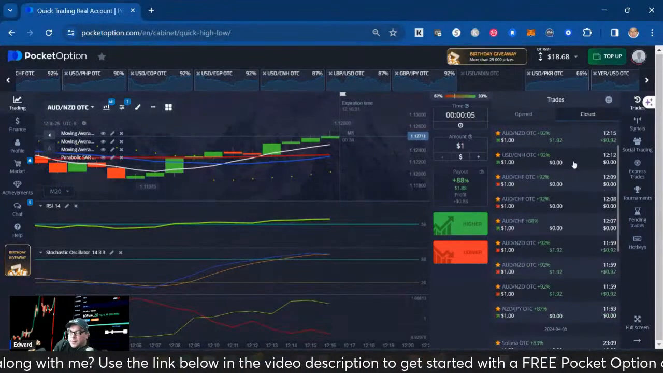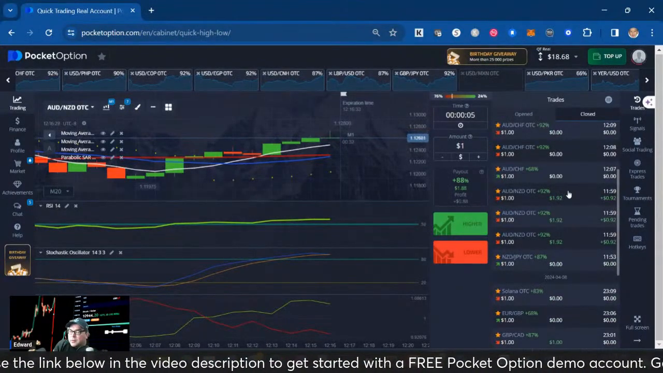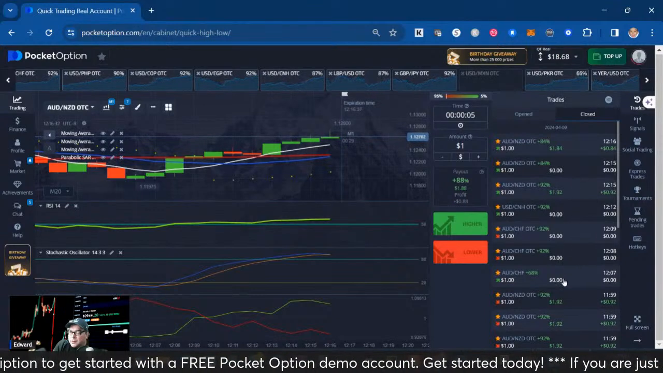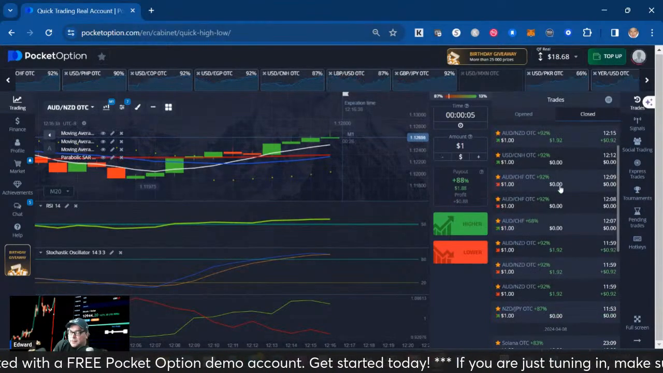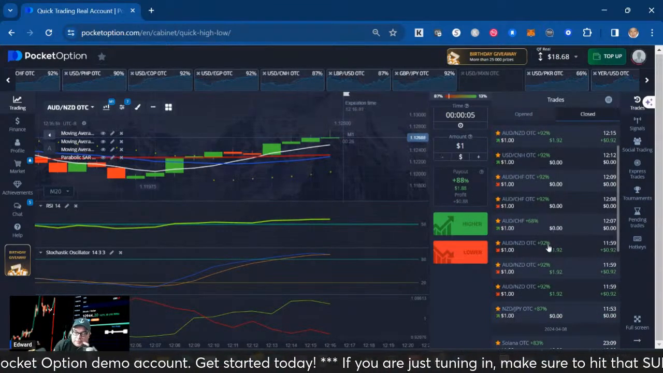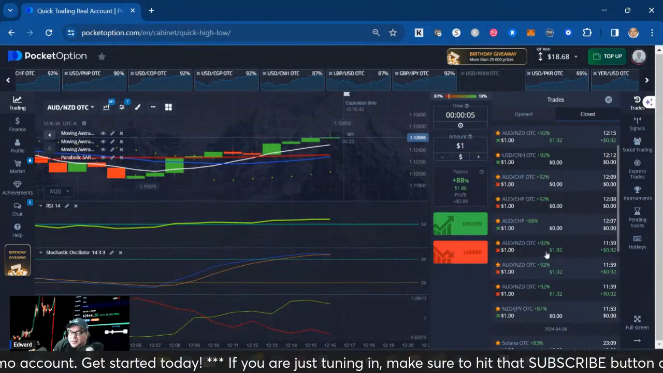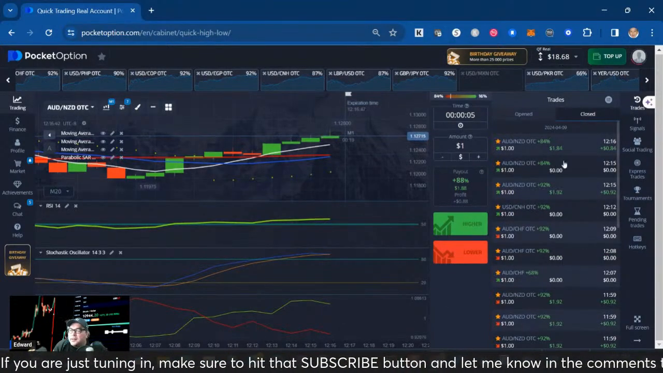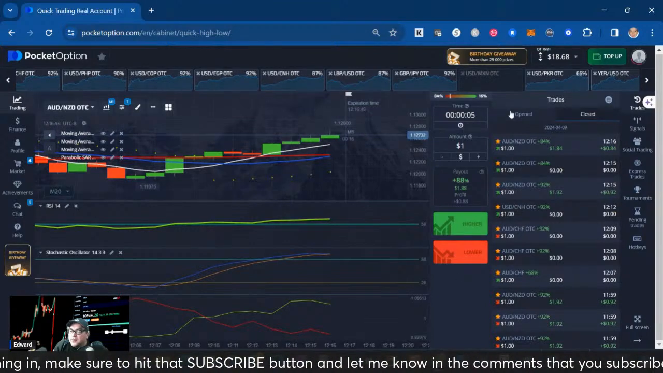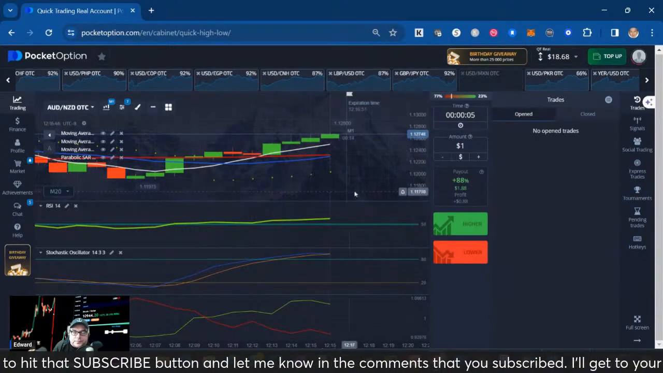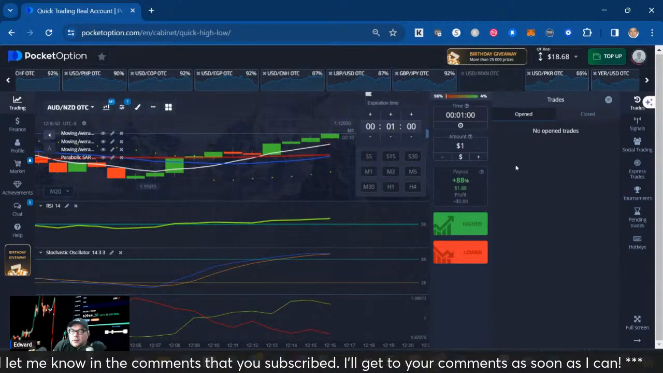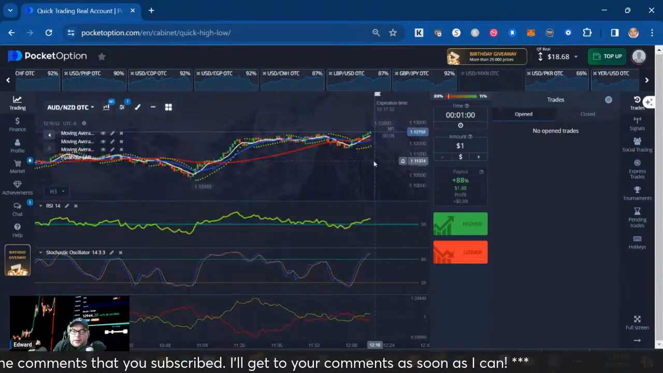So where are we at for today? We are 5 and 5. Oh, 5 and 6. The first one out of the gate was not successful, so we're a little bit underwater here. We're at 18.68, started with $20. Let's see if we can be positive moving forward here.